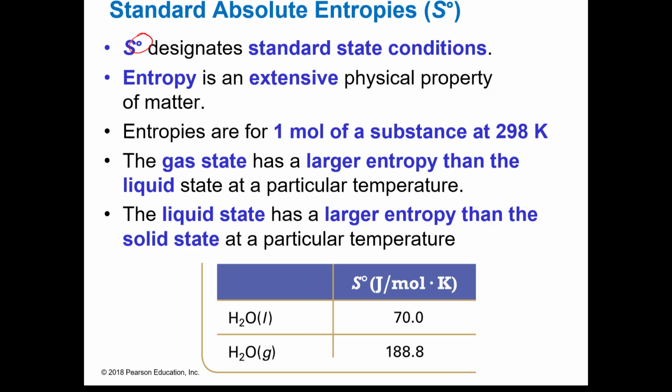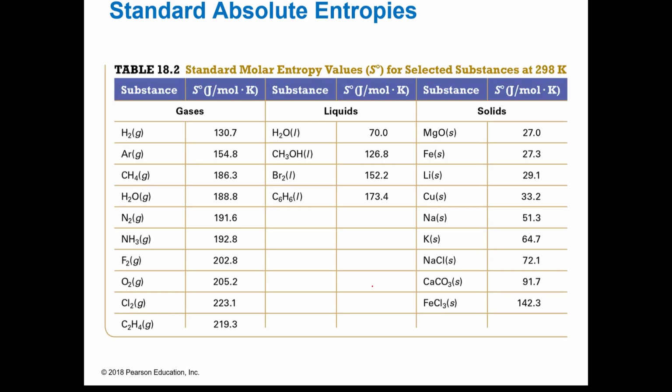So S designates standard state because it's got that little 0 there. Since it's an extensive property, it depends on how much you have. So the entropies for 1 mole of substance at 298 K will be typically what you're given in a chart. Don't forget that it's in joules per mole. Gas states, just like we saw before, have a larger entropy than liquids, and liquids have a larger entropy than solids. And this is just a table of the different levels of entropy in gases, liquids, and solids.